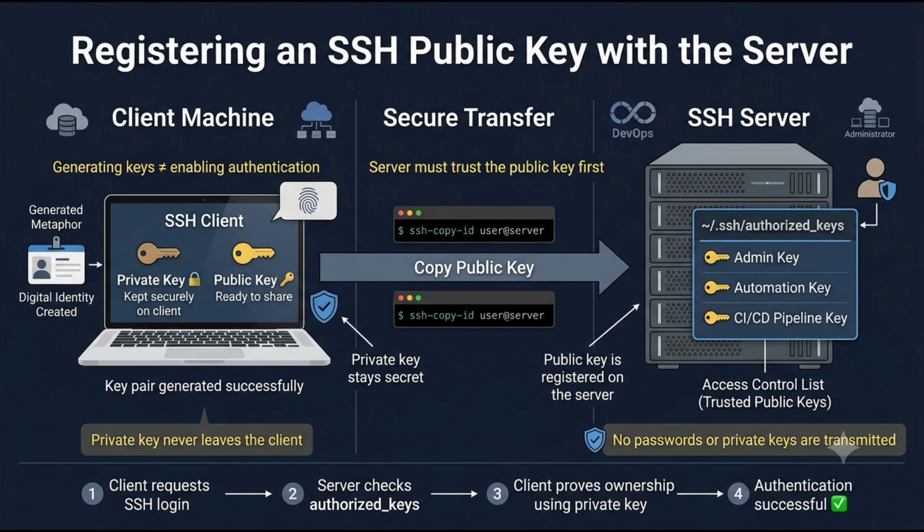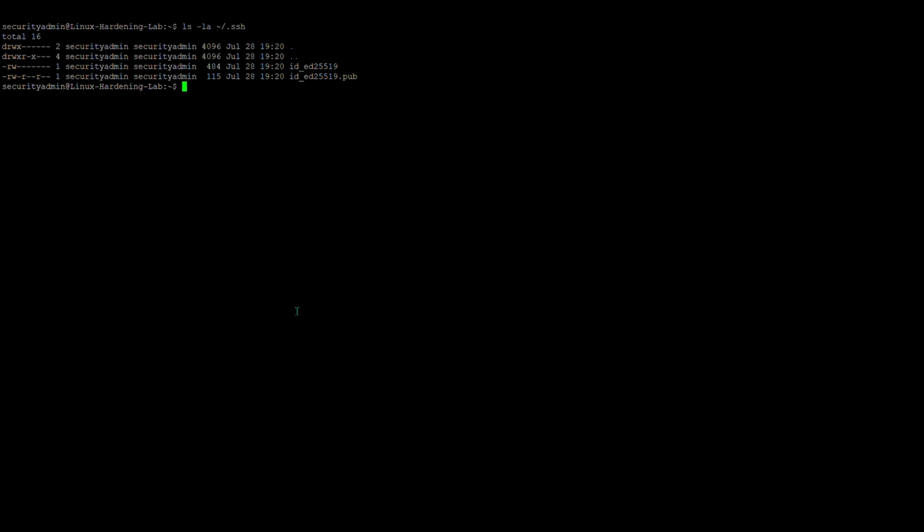In enterprise environments, every administrator, automation server, or CI/CD pipeline that requires SSH access has its public key registered in an authorized_keys file or managed through a centralized access management solution. Before adding the key, let's first display the contents of our public key. I'll run the following command: cat id_ed25519.pub.